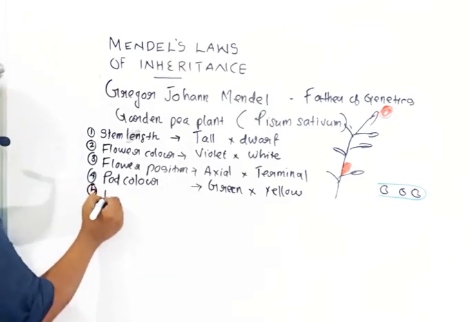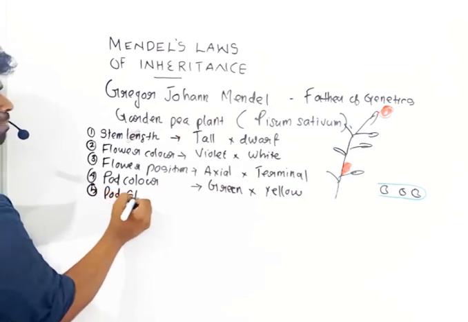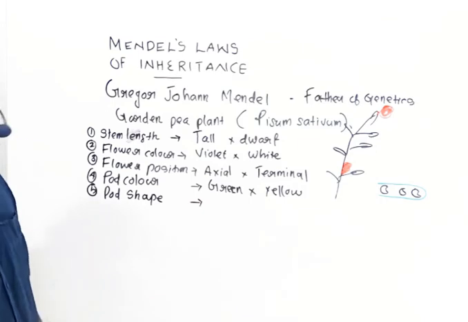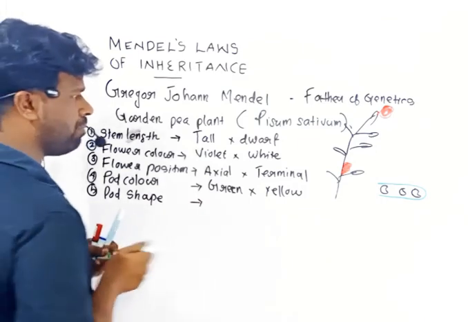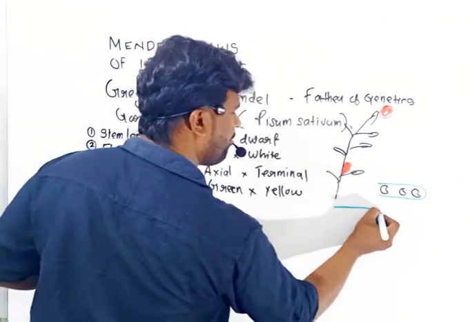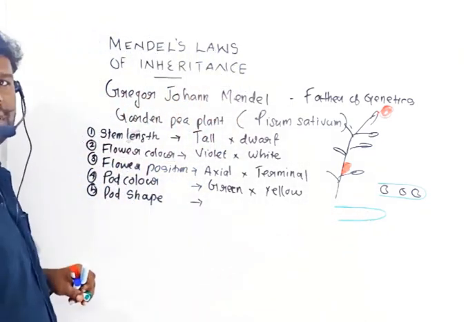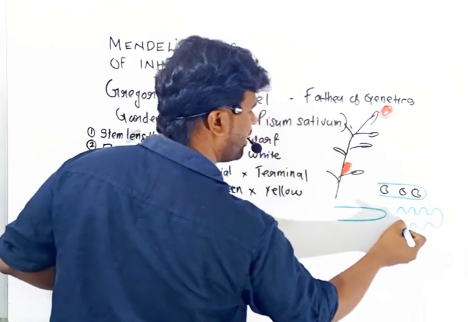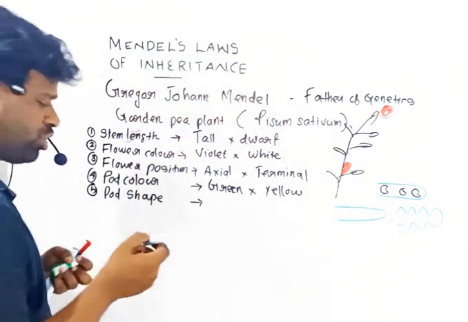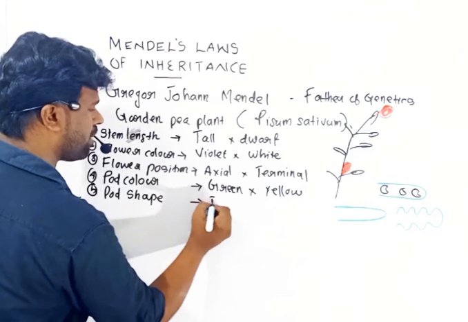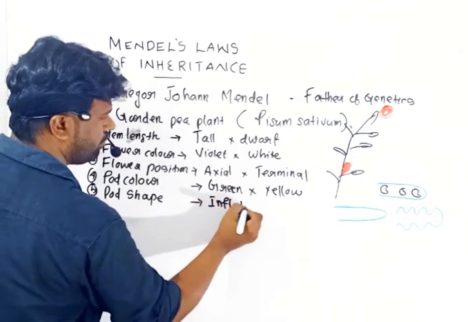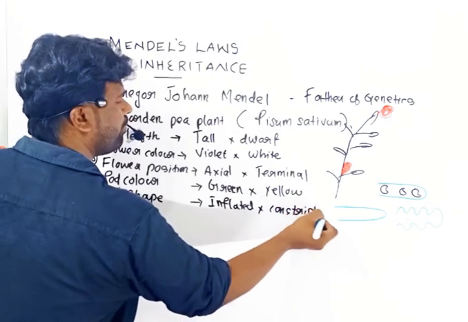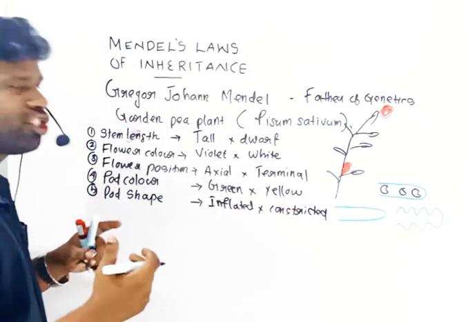Then pod shape. Another contrasting character is pod shape. In some plants these pods are inflated, while in others the pods are constricted. So pod shape is either inflated or constricted.